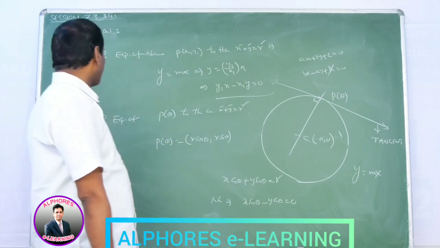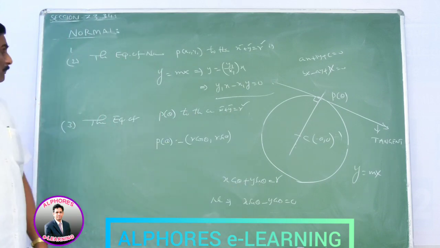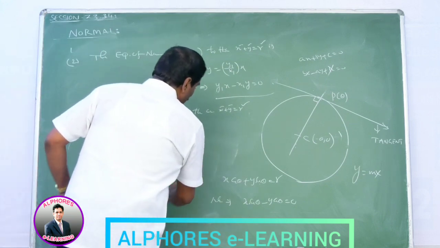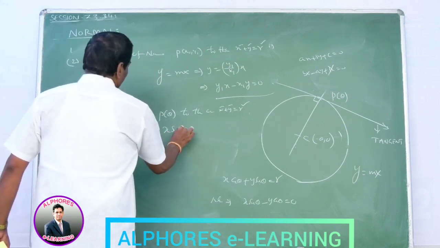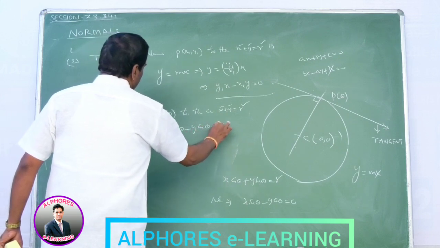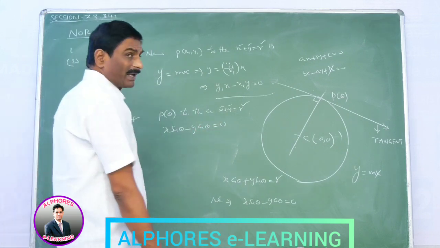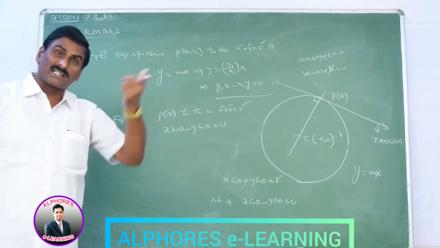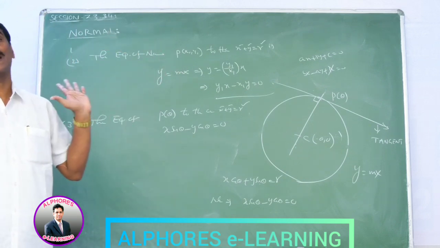Okay, please note this point. The equation of the normal at P(theta) to the circle x square plus y square is equal to r square is x sin theta minus y cos theta is equal to 0. Already we know the equation of the tangent. Perpendicular to the tangent is nothing but the normal, and it passes through the center.